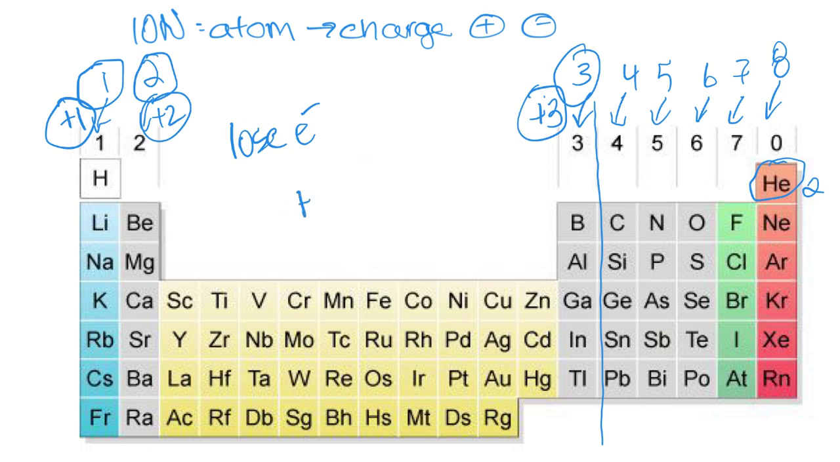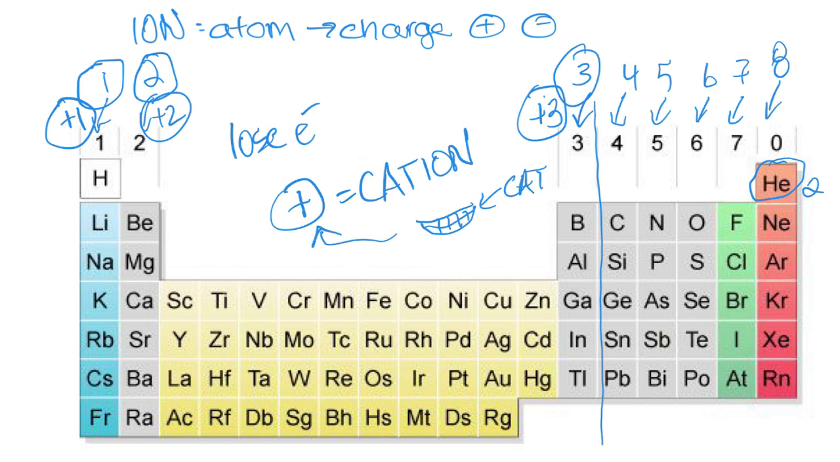These ions, when they have a positive charge, are called cations. And the way that I remember this, and it's very silly, but if you think of the Cheshire Cat in Alice in Wonderland, if you've seen that movie, that Cheshire Cat has a really big smile. And so he's a cat with a big smile. He's very positive. And so that's how I remember it. Kind of silly, I know.